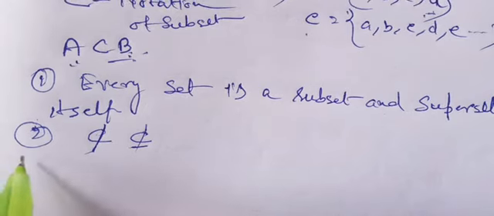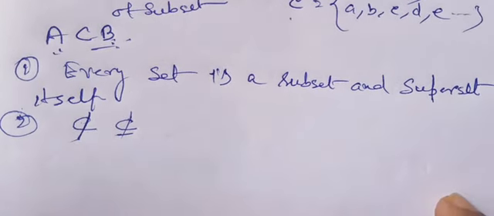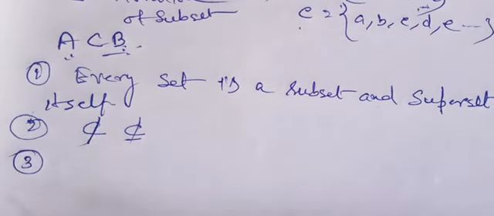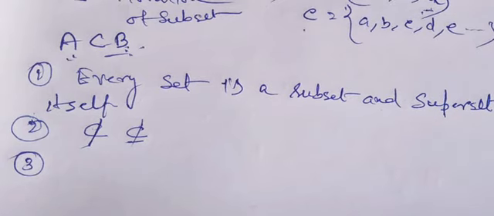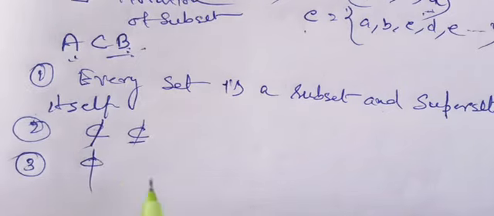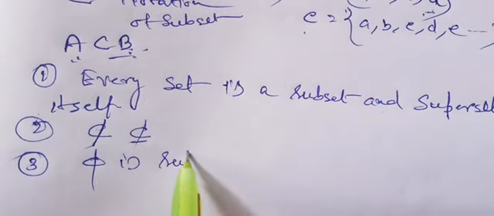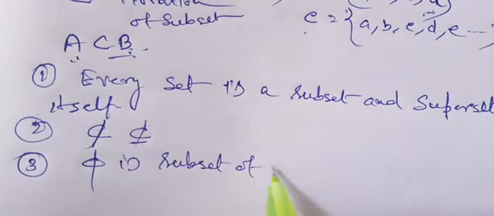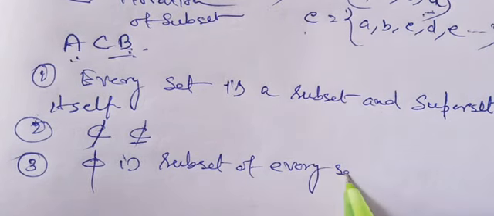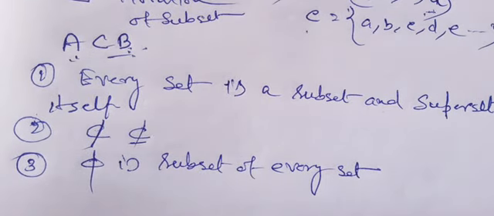Empty subset. The empty set is a subset of every set. The empty set phi is a subset of every set. Phi is a subset of every set.